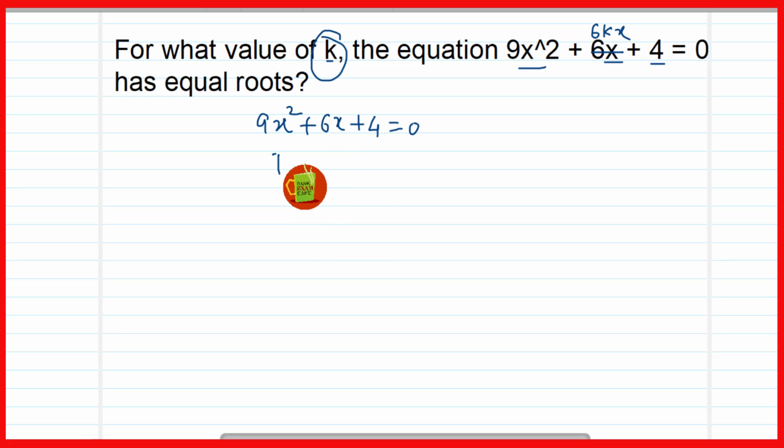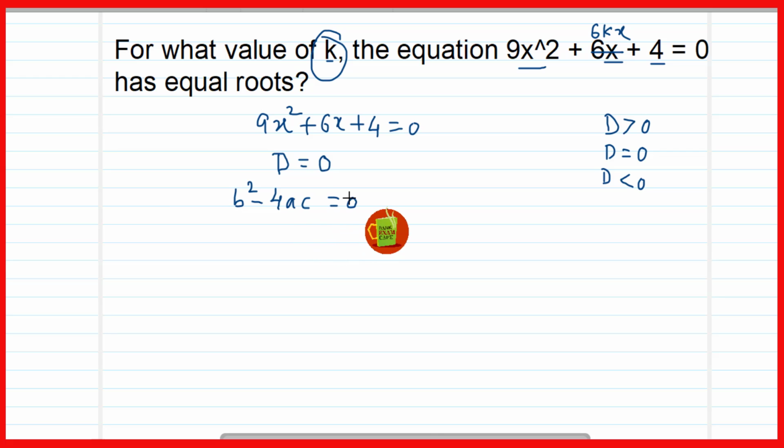And the condition for equal roots is that D should be equal to 0. If D is greater than 0, then it will have distinct solutions, means different solutions. If D is equal to 0, then the equation will have equal roots, and if D is less than 0, then the equation will not have a solution. It will have no solution. So D is what? It is b square minus 4ac, which is equal to 0.